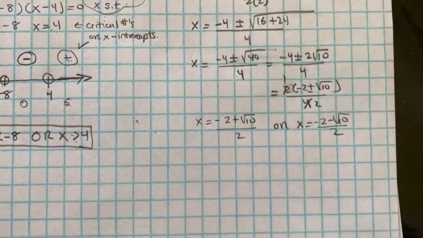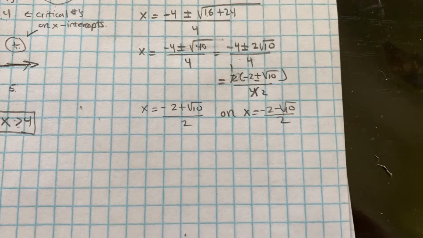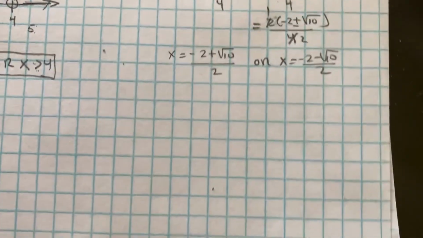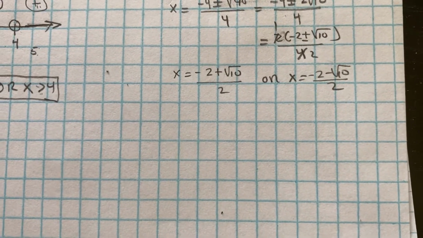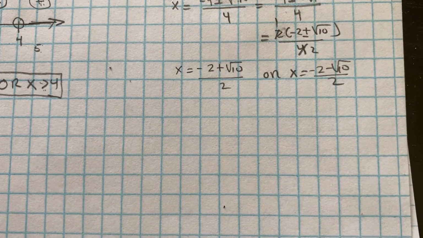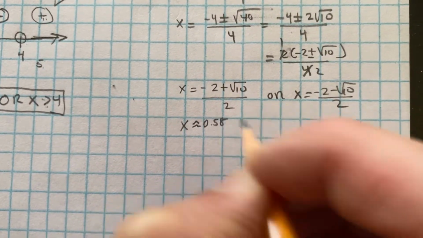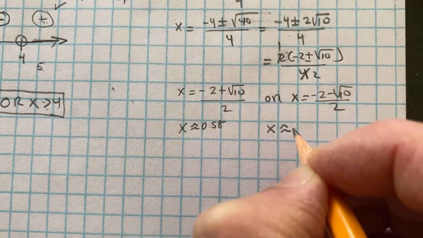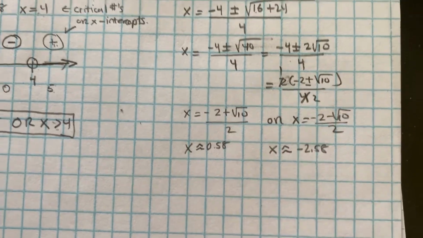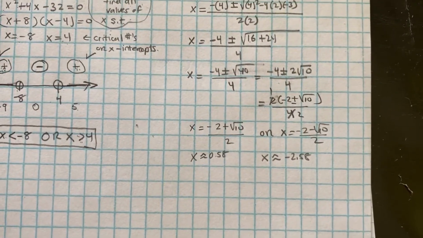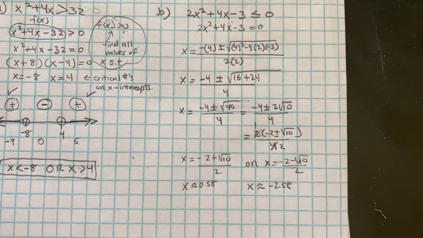Okay, if you take a calculator, I believe the answers in your textbook are all going to be approximate. You enter negative 2 plus root 10 over 2. Let's see what we get here. You're going to get about 0.58. And over here, you're going to get approximately negative 2.58. All right, so we got the x-intercepts. This is just a little review of solving quadratic equations.